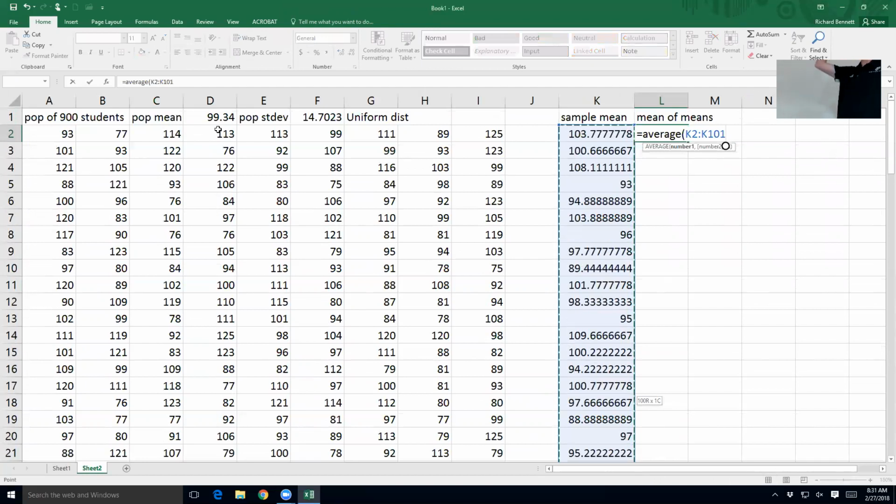Who thinks it will be the same? 1, 2, 3, 4, 5, 6. Who thinks it will be different? 1, 2, 3, 4, 5, 6, 7. Okay, it looks like I have a half. If you didn't raise your hand, you got it wrong.